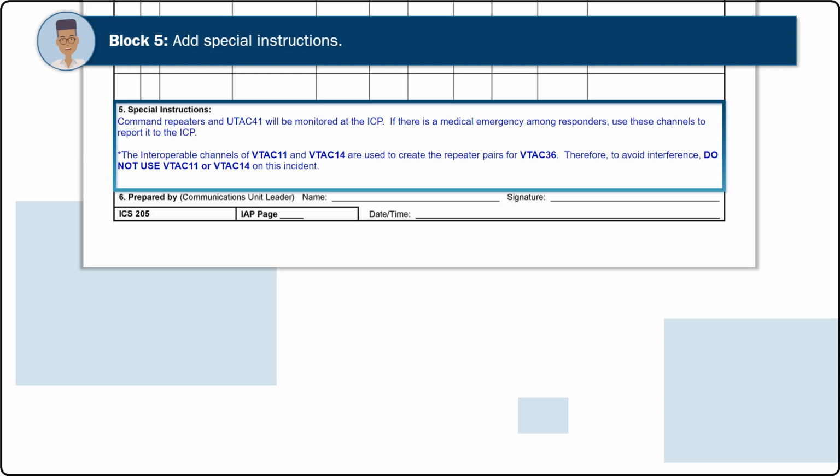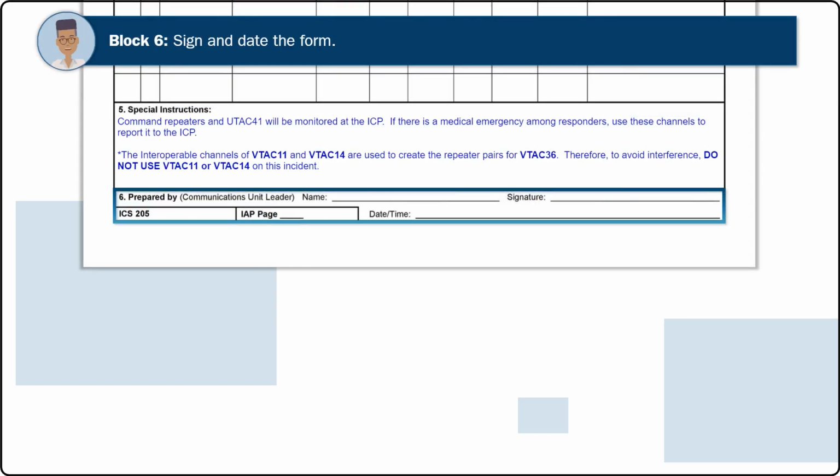Keep in mind that this form is usually completed by a credentialed and experienced communications unit leader. The good news is that most response agencies already have templates drawn up for different scenarios. Finally, in Block 6, we'll include the preparer's name, position, signature, and date and time they completed the form. This helps the people reviewing this form to know who to go to with questions. Keep in mind, in most cases, the communications plan will change very little, if any, for the duration of the incident or event.